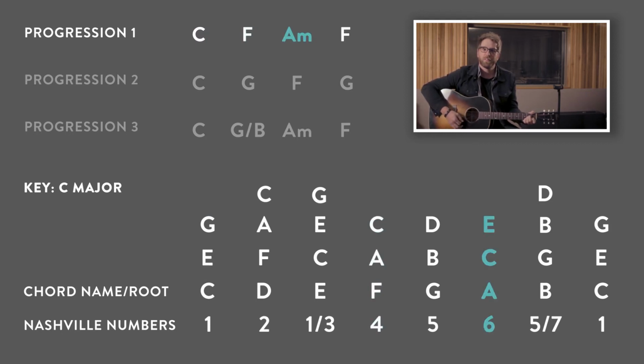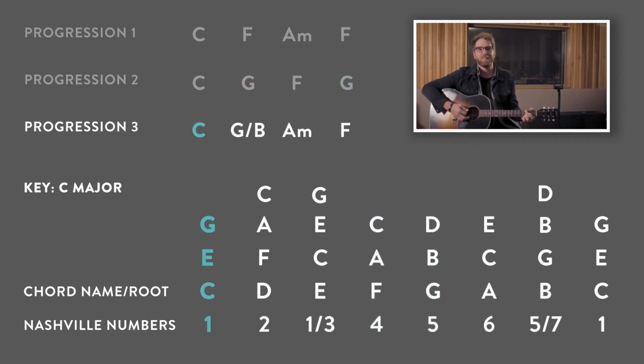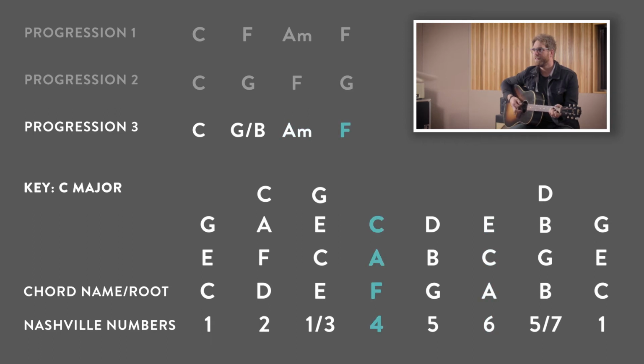A minor, F. And the second progression is C, G, F, G. And the third progression is C, G over B, A minor, and F.